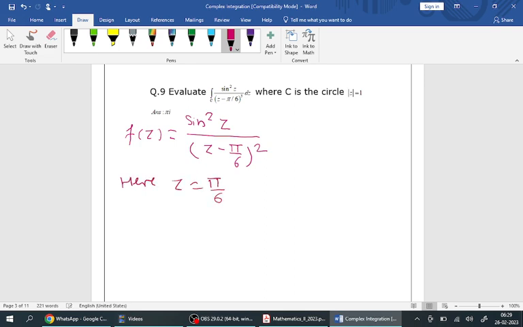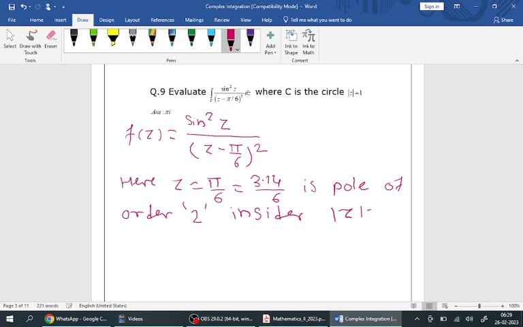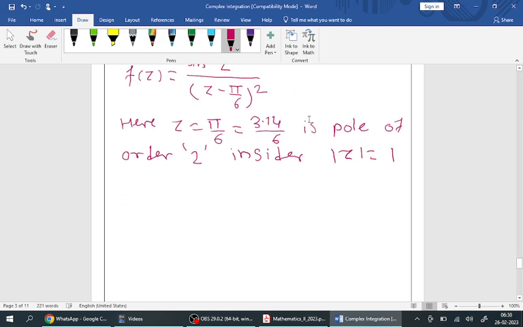Now what is pi by 6? 3.14 upon 6 is a pole of order 2. Is it inside the circle mod z equal to 1? See, 3.14 upon 6 is definitely less than 1. So it is inside the circle mod z equal to 1, and we should calculate the residue for it.